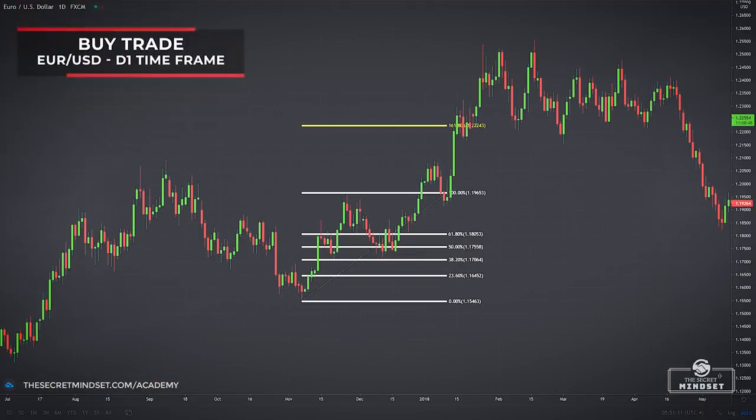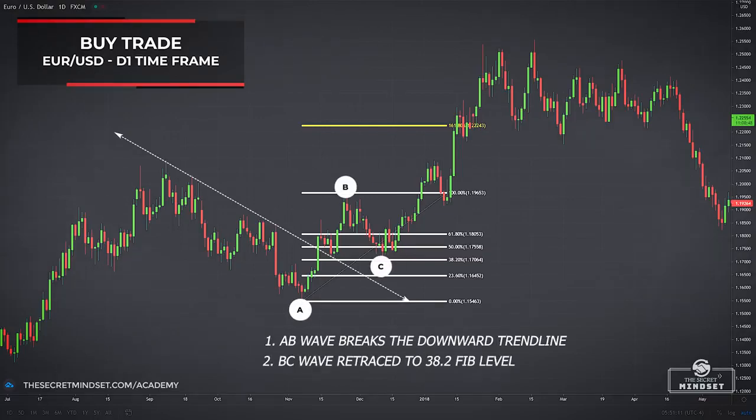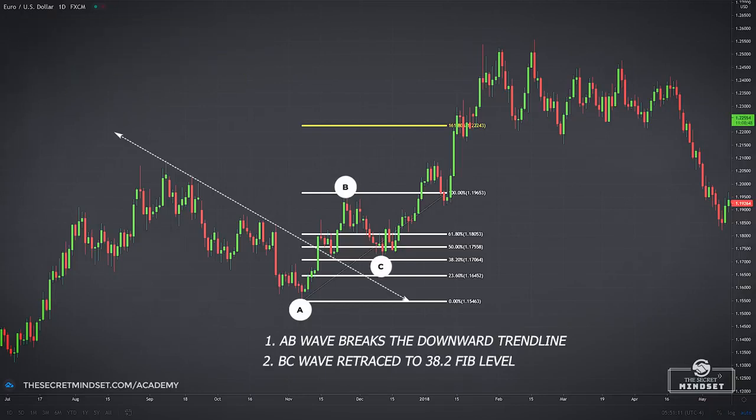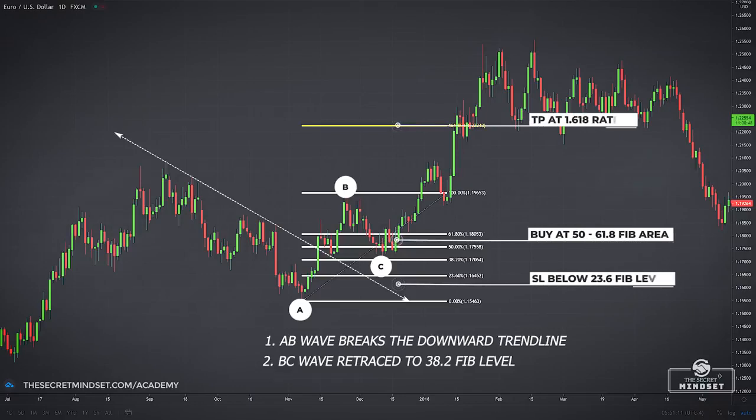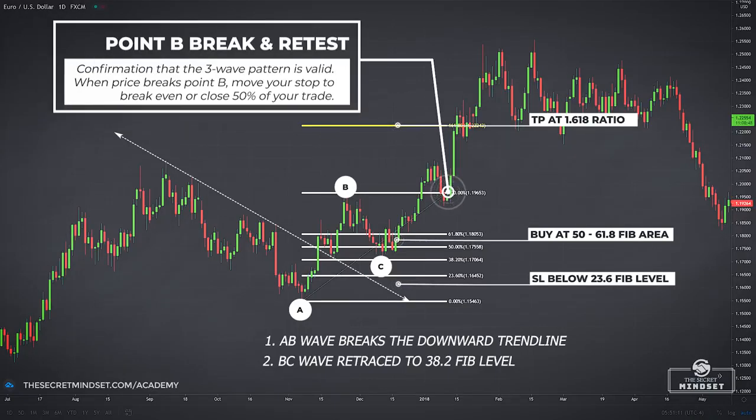Another long position, this time a continuation trade. Here's the trendline breakout, with the AB wave as the first impulsive move. Price retraced more than 50%, remember, almost reaching the 38.2 level. We enter at the 50% level, with a stop loss below this area and targeting the 1.618 ratio. Observe once again that after price broke the point B, that level became a support area. Price retested the level, new traders entered the market and took the price to our final target at the 1.618 ratio.